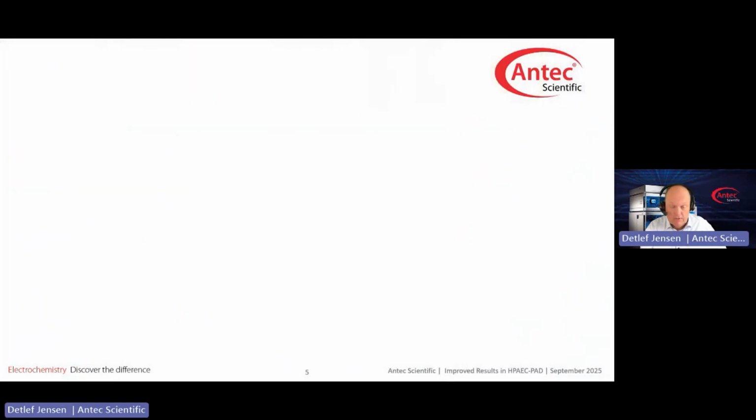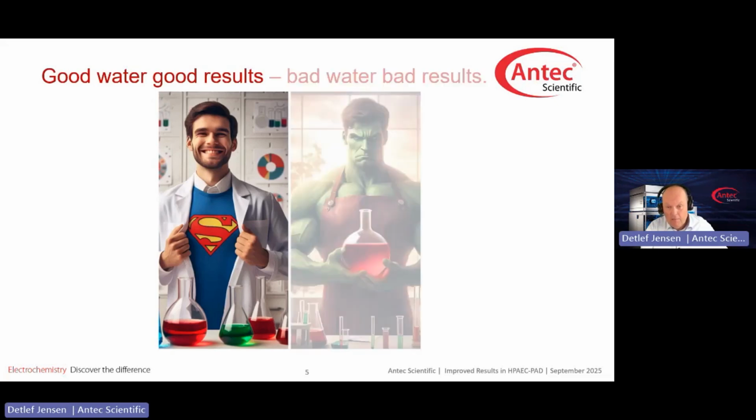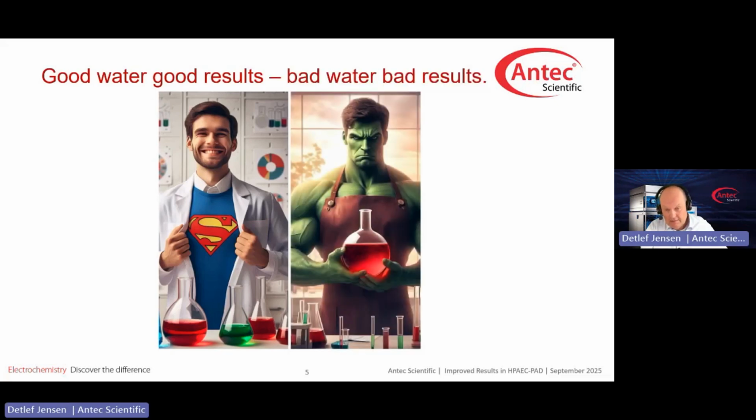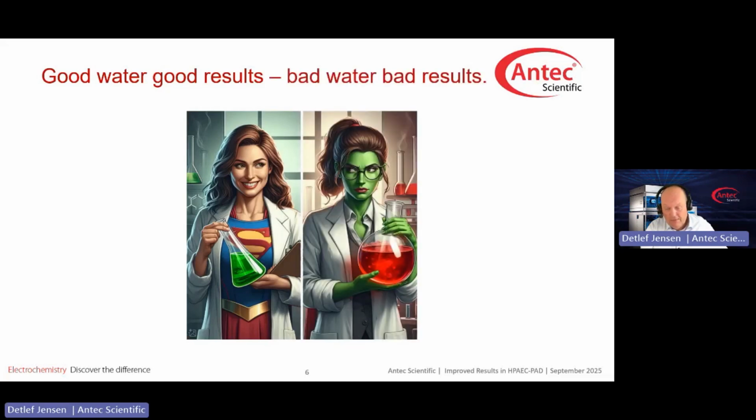A blank page. People who know me well are aware that I have a favorite phrase when talking about water quality in the laboratory. I often say this: good water, good results; bad water, bad results. Let me repeat that because it is important. Good water, good results; bad water, bad results.